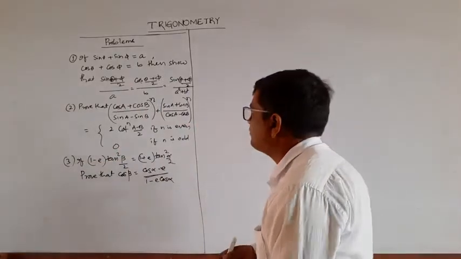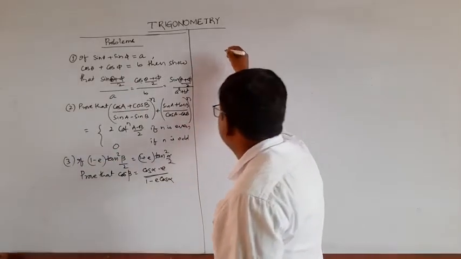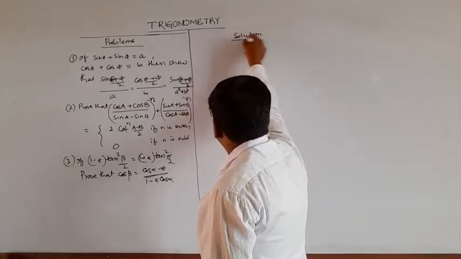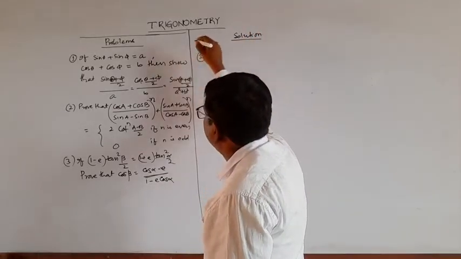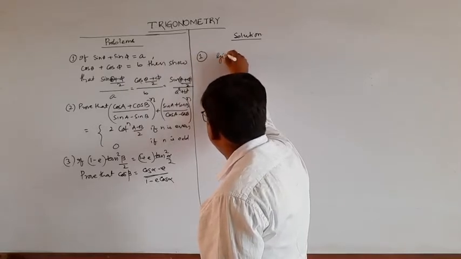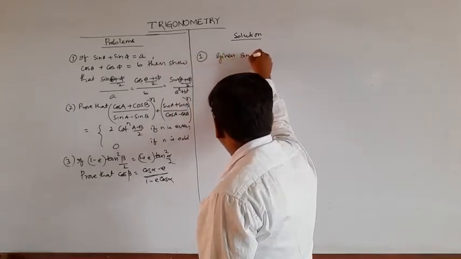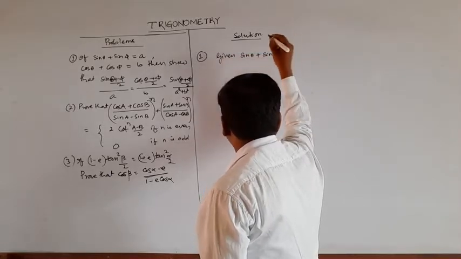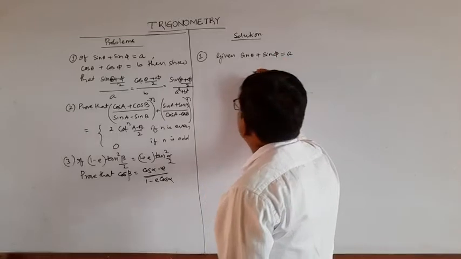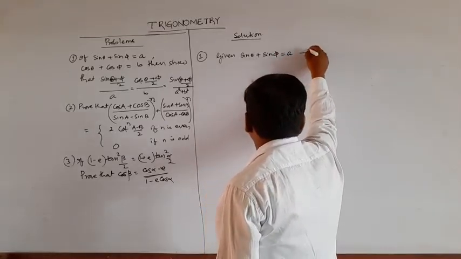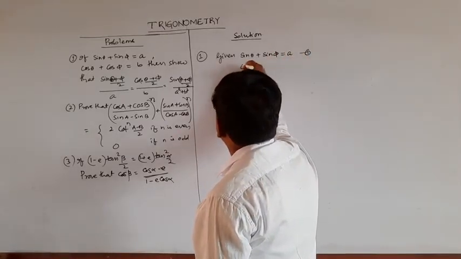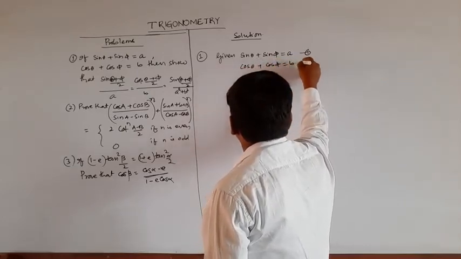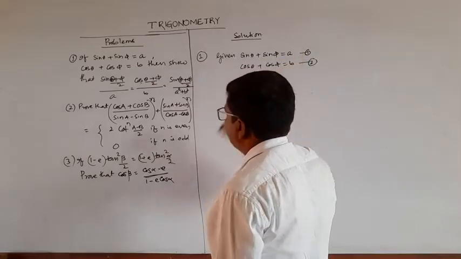Now, solution. Solution to question number 1. Given sin theta plus sin phi is equal to A, and this is equation 1. Cos theta plus cos phi is equal to B, this is equation 2.